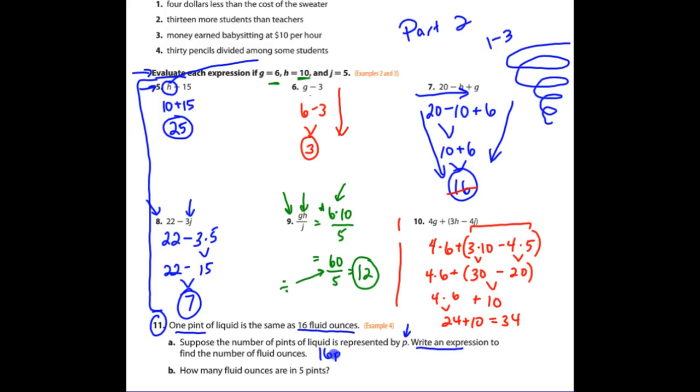16P. So if we go ahead and finish this up here, how many fluid ounces would there be in 5 pints? I'll do that in red. You'd go 16 times 5. And 16 times 5, that works out to be 80 ounces. You would need to be able to multiply that out.